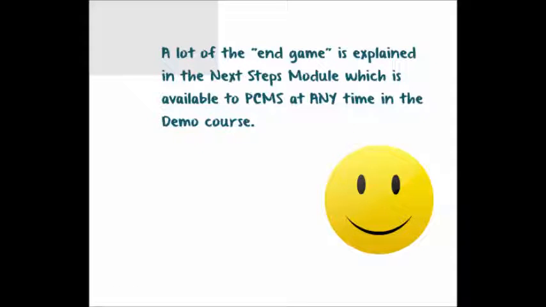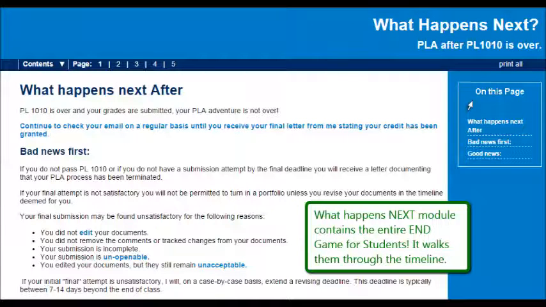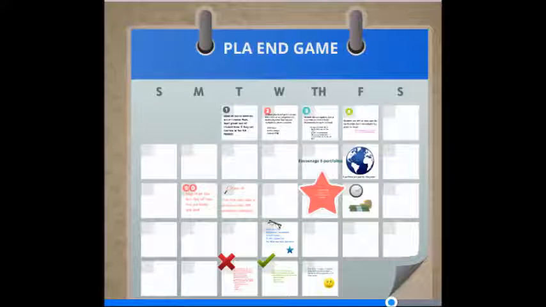So a lot of this information is available in the Next Steps module, which you have access to at any time in the demo course. I can't stress enough how important this Next Steps module is, so if you have a student who's struggling, you might refer them to this so that they can know what point they're at. This brings us to the end of the PLA endgame presentation. I really wanted you to know what gets communicated to the students, what gets documented, what the end timeline looks like, so that we can support students better at this time. I'm open to any feedback for this because I really want to make this a supported time in the students' PLA.